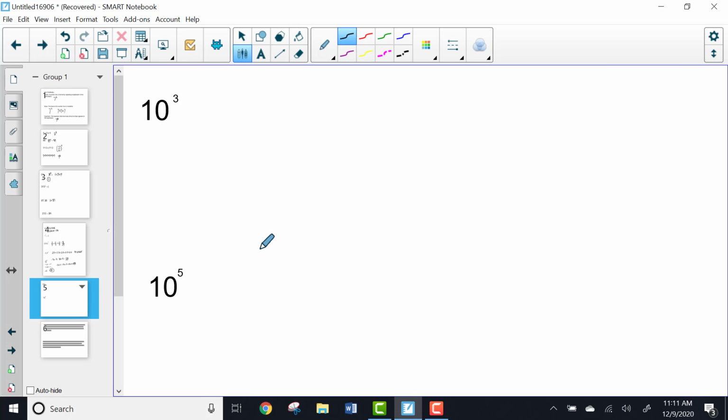Now moving along to powers of 10. Okay, so really easy way to figure this out. Whatever your exponent is, that's how many zeros you will have in your power of 10. So I have my power of 10. I always write my 1 there. I have 3 as my exponent, so 3 zeros. Again, this represents 10 times 10 times 10. That equals 1,000.